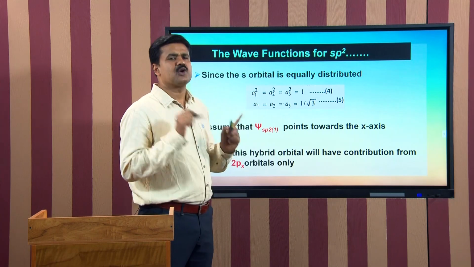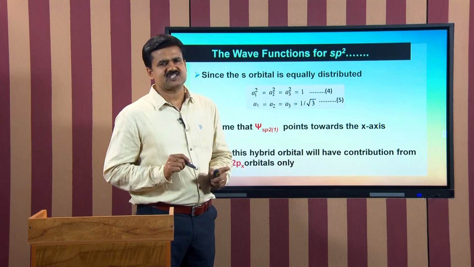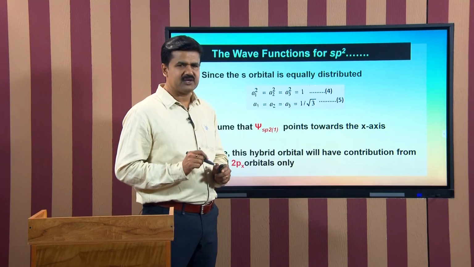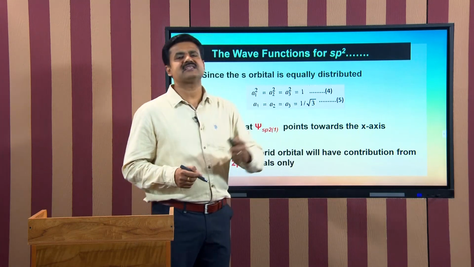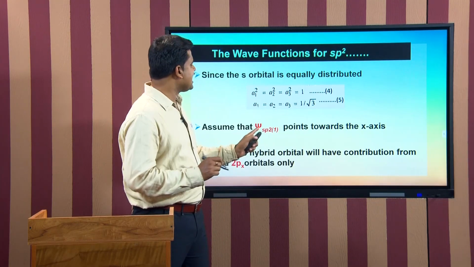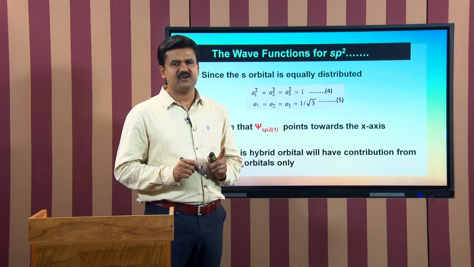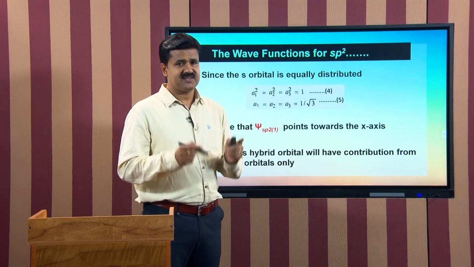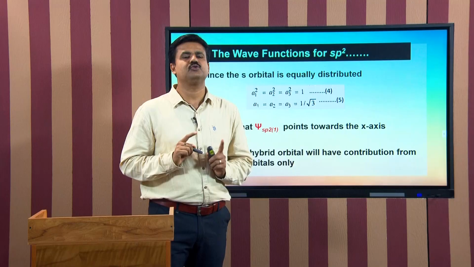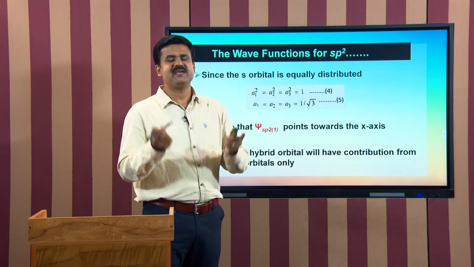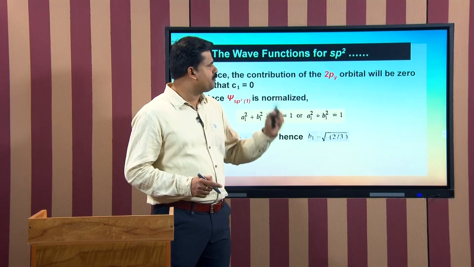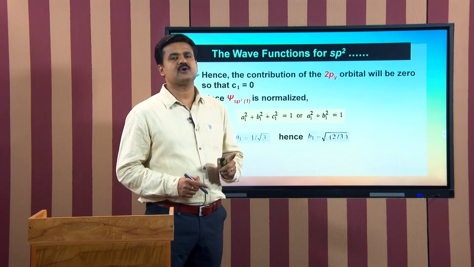Since the s orbitals are equally distributed, a1 square equal to a2 square equal to a3 square equal to 1 by 3. That means a1 equal to a2 equal to a3 equal to 1 by root 3. This is another important application. Assume that psi sp2 1, the first hybrid orbital wave function, points towards the x-axis. Hence, this orbital will have a contribution from 2s and 2px orbitals only. No contribution from 2py, so that c1 is equal to 0.